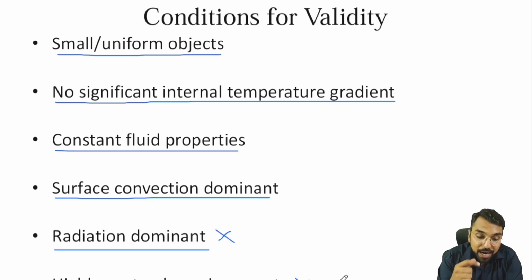Similarly, in a highly unsteady environment, as I just explained, if the velocity of air over the object varies too much within this section, then in that condition Newton's law of cooling is not going to be valid.